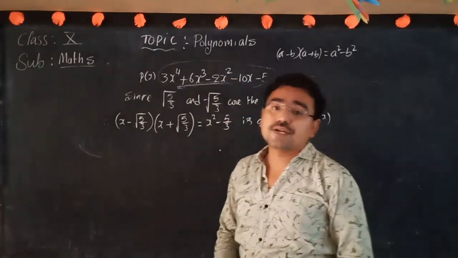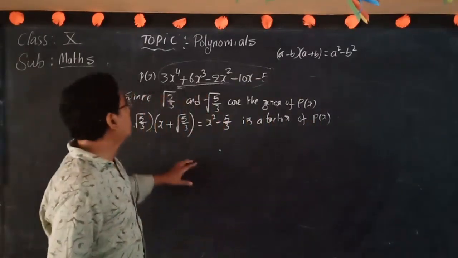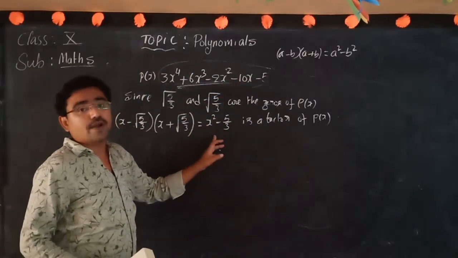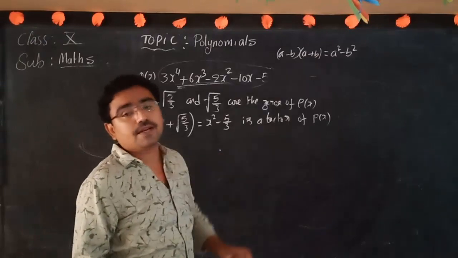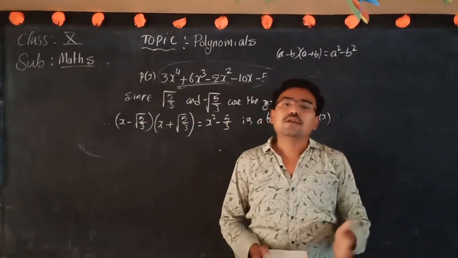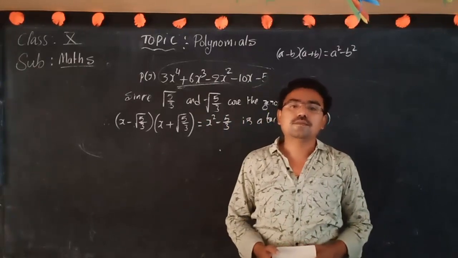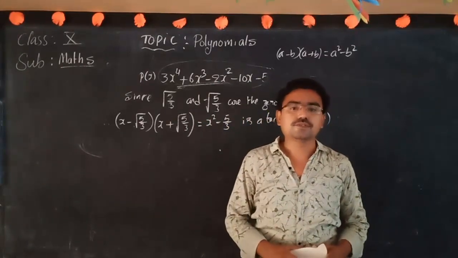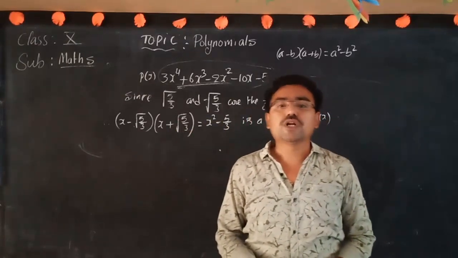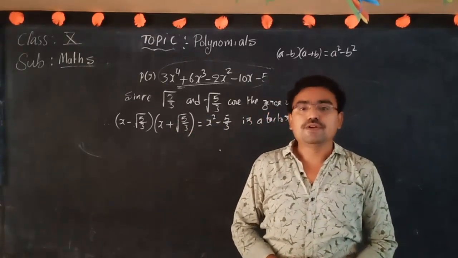How will we get the other two zeros? By dividing the given polynomial by this factor, we will get the quotient. For that quotient, if you identify the zeros, we will get the other two zeros of the given polynomial. This is the process actually. So based on the given two zeros, first we should identify the factor for the given polynomial.